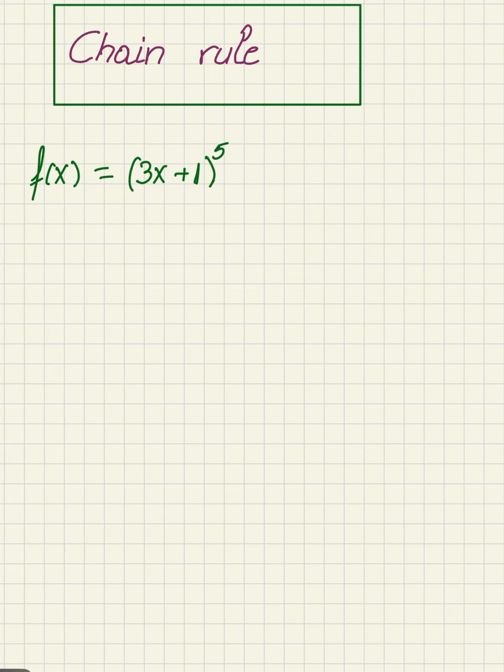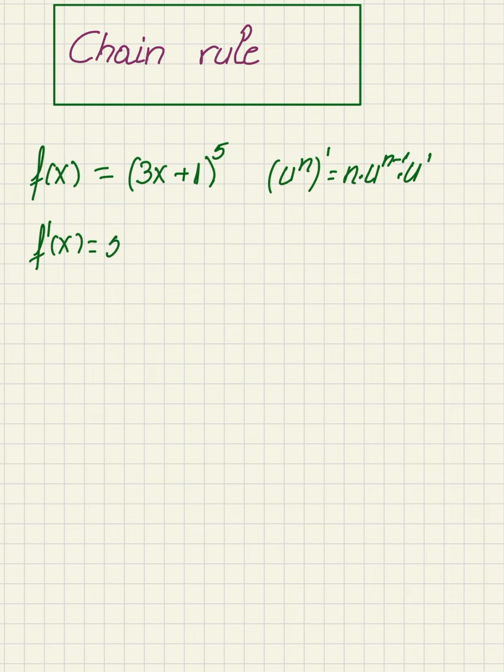Let's continue with another type. We can use the chain rule. How can we use it? f prime of x is equal to, in fact, this function is in the form u in the power of n. To find the derivative of u in the power of n, it is n times u in the power of n minus 1 times u prime. Don't forget u prime, please.